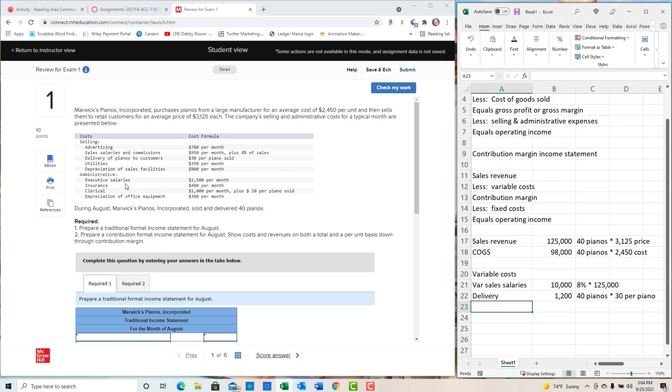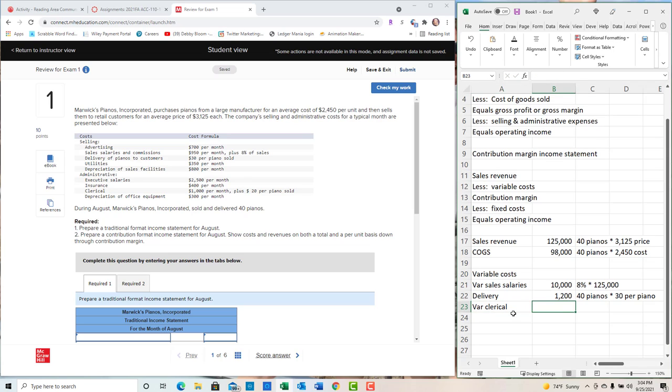Under administrative, we have our executive salaries, $2,500 per month. Those are fixed. Insurance, $1,000 per month. That is fixed. Clerical, $1,000 per month plus $20 per piano sold. So that again is a mixed cost. The $1,000 per month will be fixed, and the $20 per piano sold is going to be a variable cost. So now we have our variable clerical.